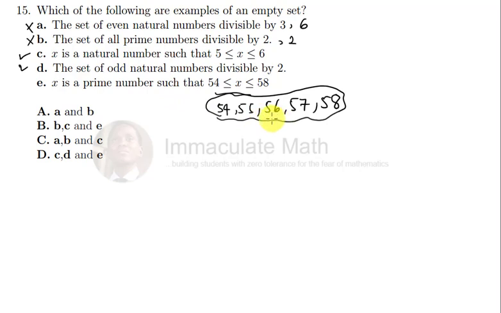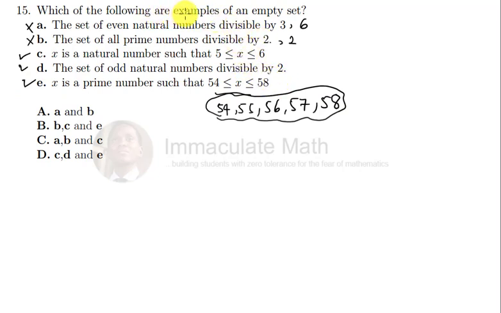They have more than two factors. Okay, so 54 obviously has more than two factors. 55 obviously has more than two factors. 56 obviously has more than two factors. 57 obviously has more than two factors. Likewise 58. So that means this set is also empty, because all these numbers are not prime. So this set itself is empty.